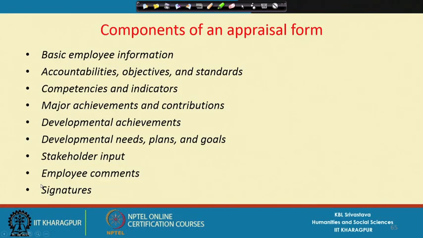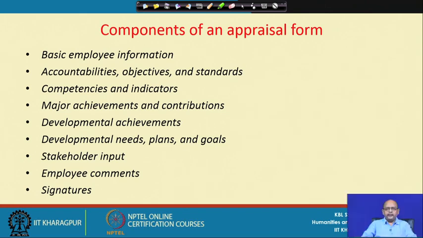Now, if you look at this, what are the various components of an appraisal form? To start with, we provide the basic employee information like his name, date, and the evaluation period of the employee. And then we also identify, as we have already discussed in the past, his key accountabilities, objectives and standards against which the performance is evaluated. Based on that, we identify the competencies which are supposed to be reflected by the individual and the indicators of those competencies. All this we have discussed in the past.